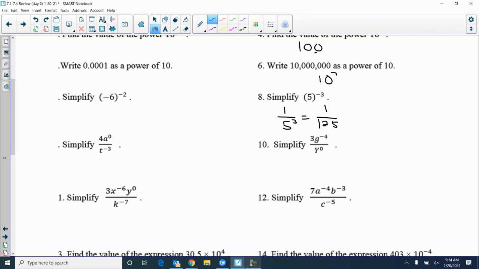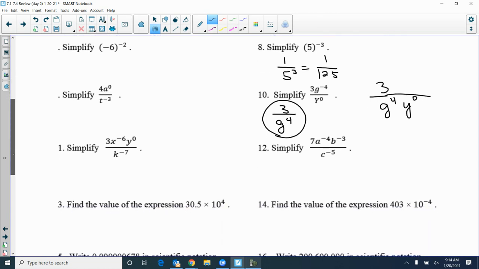All right, Jaylee, what about number 10? What do you got for that? I got 3 over g to the negative 4th power and y to the 0. Okay, you cannot have a negative exponent in your answer. What you did was the right thing, but when you move it down below, that now becomes a positive exponent. And what does y to the 0 equal? 1. So that goes away. Do not put y to the 0 in your answer. So this should be 3 over g to the 4th.